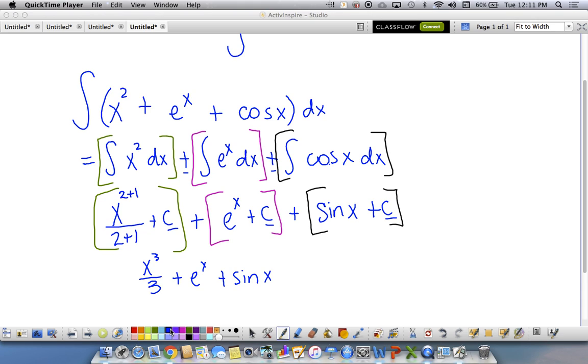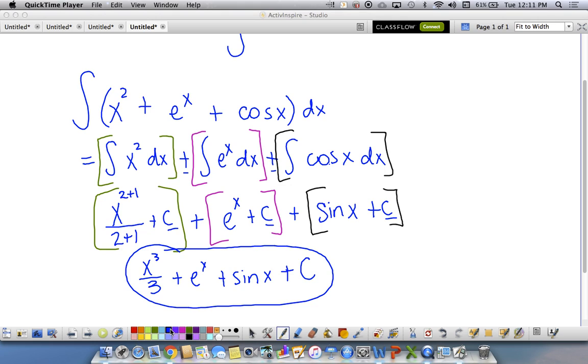Think back, what did our c stand for? It was just a constant. It's just some number. It could be any number. So any number plus any number plus any number, can I simply just put any number? Yes, you can. So this would be my answer for the integral of the sum. Take the integral of every piece, put the c at the end. You've got it. You guys are awesome.